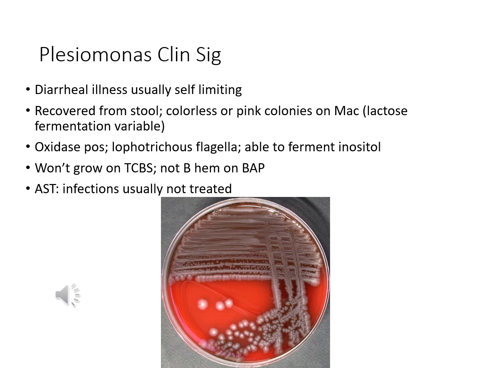However, if cultures are ordered, the organisms recovered from the stool will be a colorless or pink colony on MacConkey's because the lactose fermentation is variable on this organism. It is oxidase positive. It does have a flagella, and it is able to ferment inositol. It will not grow on TCBS, so again, that will be a differentiation from your Vibrio species. It is not beta hemolytic on blood agar, and again, most Plesiomonas infections are not going to be treated as they are self-limiting.